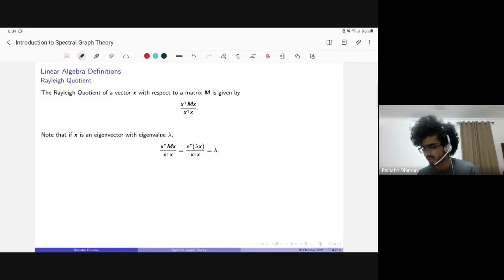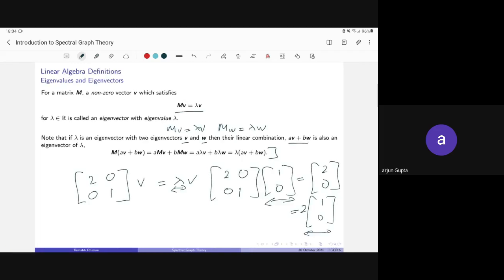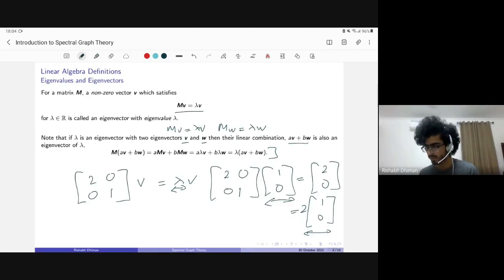Sure, go ahead. The eigenvalue might depend on v also, if v is different? Yep. So for each eigenvalue, you have some eigenvector associated with it, and conversely, for each eigenvector, you have an eigenvalue. So different vectors can have different eigenvalues.